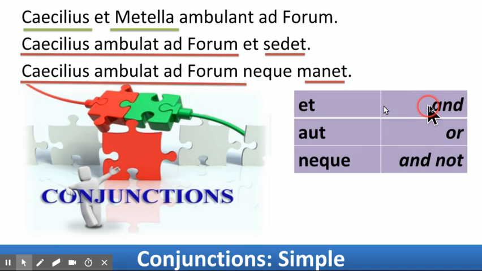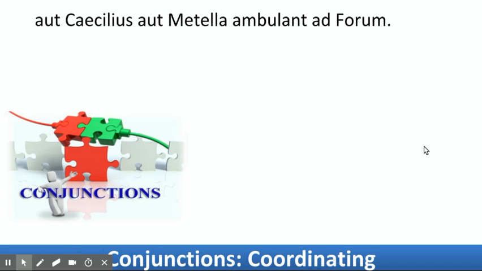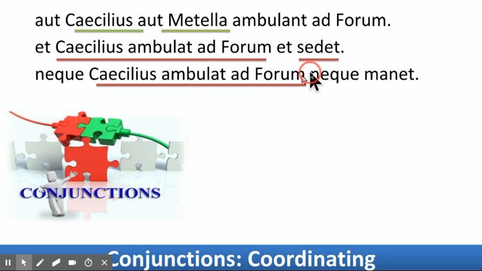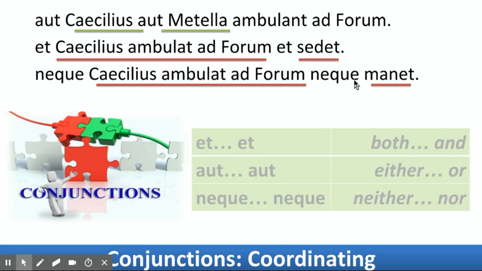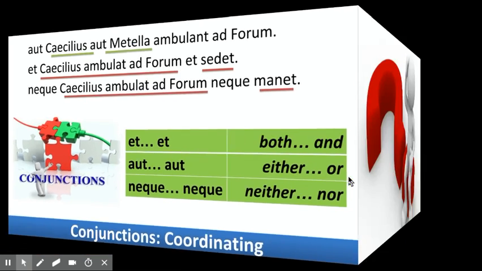So the common conjunctions are et, and, aut, or, neque, not. Coordinating conjunctions are when you combine the two, such as aut: Caecilius aut Metella, either Caecilius or Metella walks to the forum. Et, in this case, joining two clauses: both Caecilius walks to the forum and he sits down. Or we can also have neque, neither nor. Neither Caecilius walks to the forum, nor does he remain. So et, both and, aut, either or, neque, neither nor.